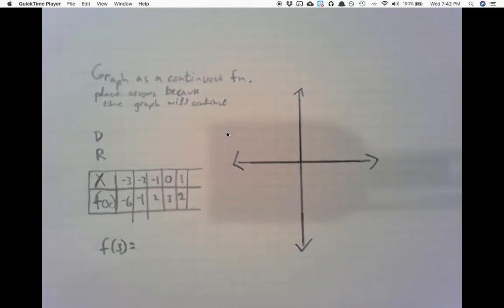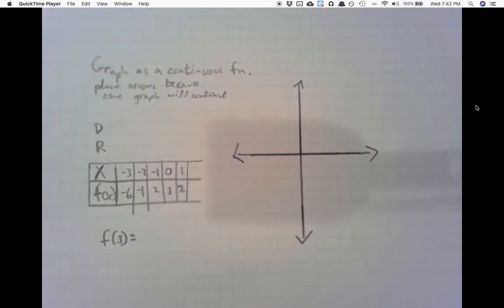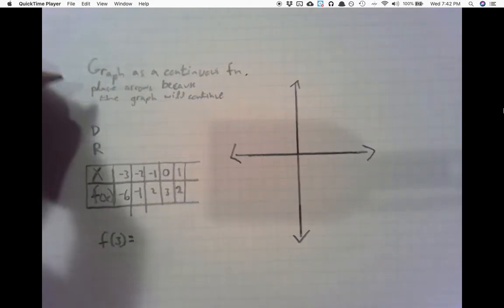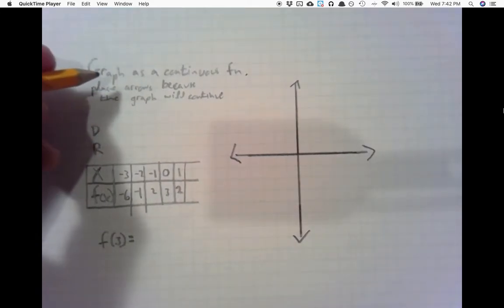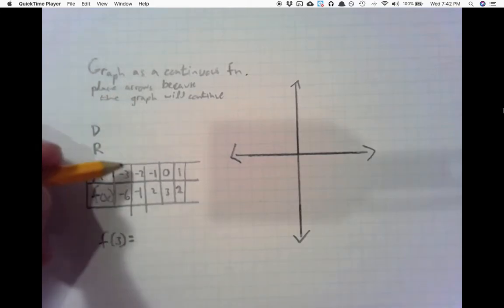All right, let's look at one final type of question. This one actually doesn't happen to be on the review packet, but there is a question like it on the take-home test, so I figure I should give you some sample version of it. So this one says, graph as a continuous function, place arrows because the graph will continue. So this is just part of it.